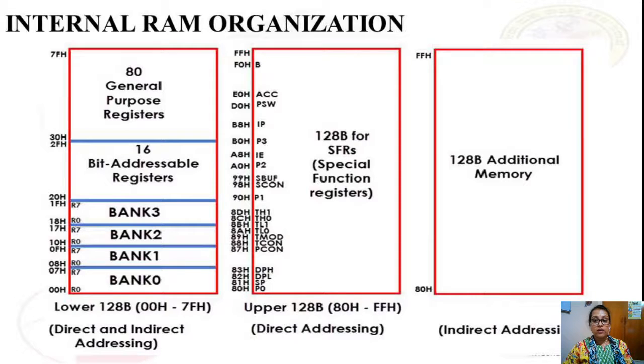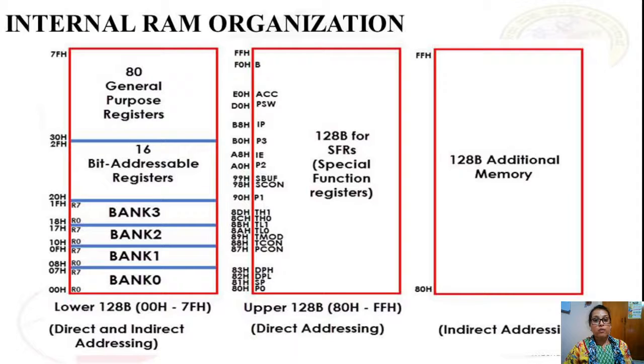To address the register by name, the corresponding bank must be selected. For example, see here, R0 to R7 registers in Bank 0, R0 to R7 in Bank 1, R0 to R7 in Bank 2 and R0 to R7 in Bank 3. If I want to access the registers R0 to R7 from Bank 1 by name, then we have to select Bank 1 using the RS0 and RS1 bits of PSW.